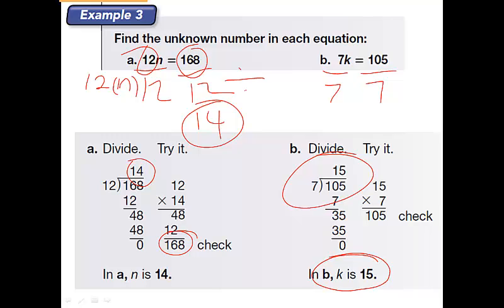And we check that by just reversing the process, taking our answer and taking 7, replacing that K with the 15 we came up with. 7 times 15 equals 105. We have the right answer.